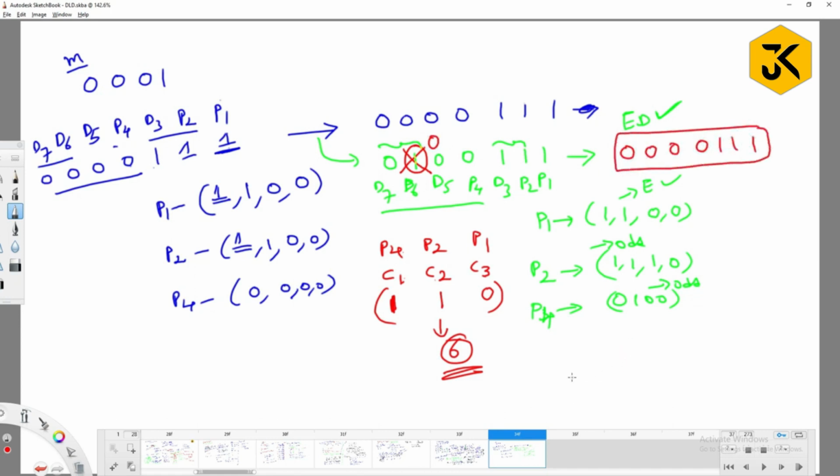This is your answer. This is the way you can use the Hamming code procedure to find whether an error exists or not. If an error is there, then you need to rectify that error. We can call it error correction. I hope you understood clearly. Thank you.